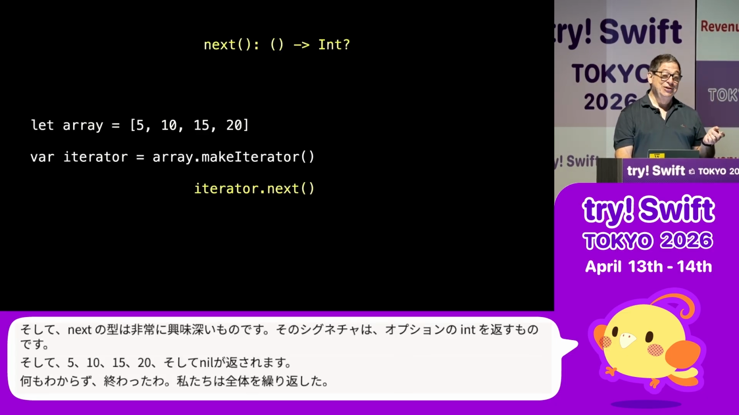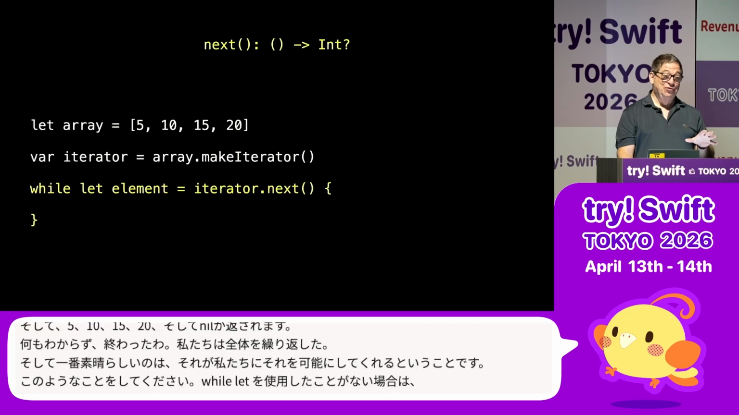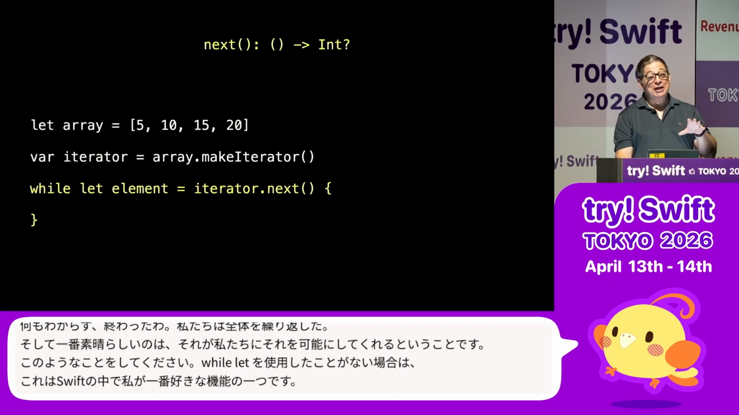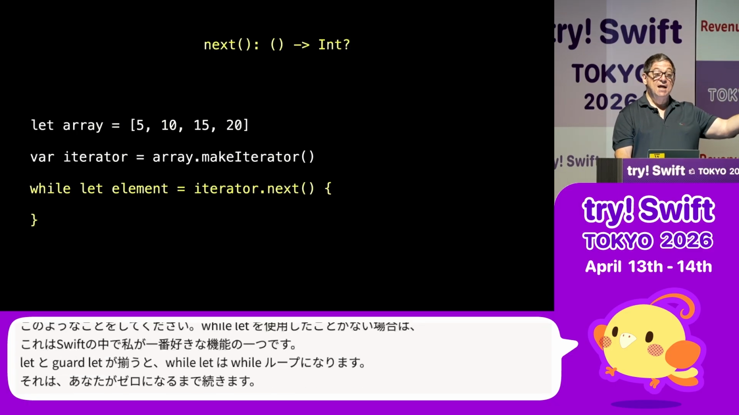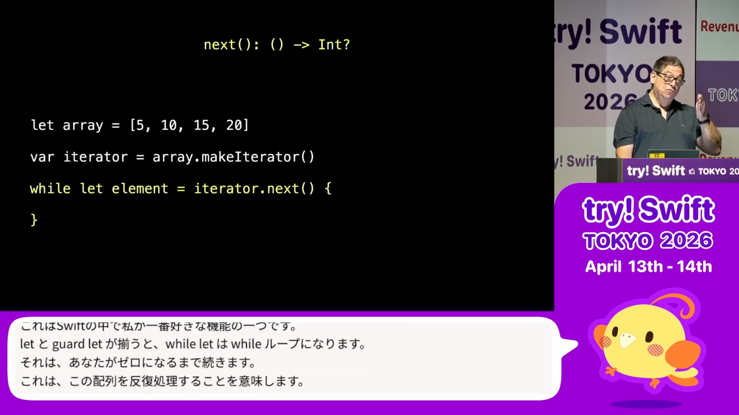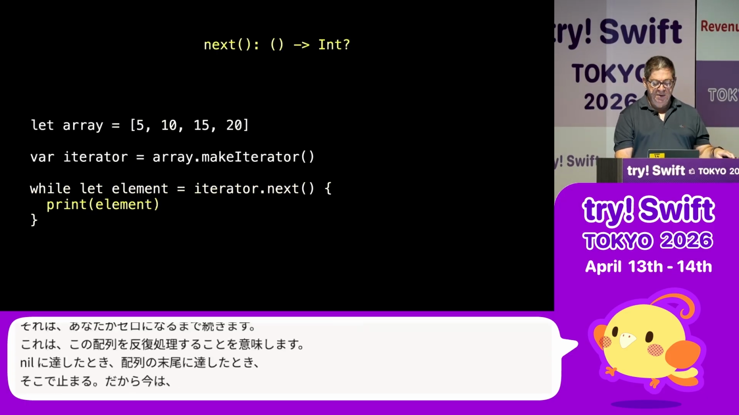And the coolest thing is that allows us to do something like this. If you've never used while let, it's one of my favorite things in Swift. If you know if let and guard let, while let is a while loop that will continue until you hit nil. And so this says, iterate through this array. When you hit nil, when you've run off the end of the array, that's when you stop. And so for now, we'll just print the element, and it'll do what we expect it to do.